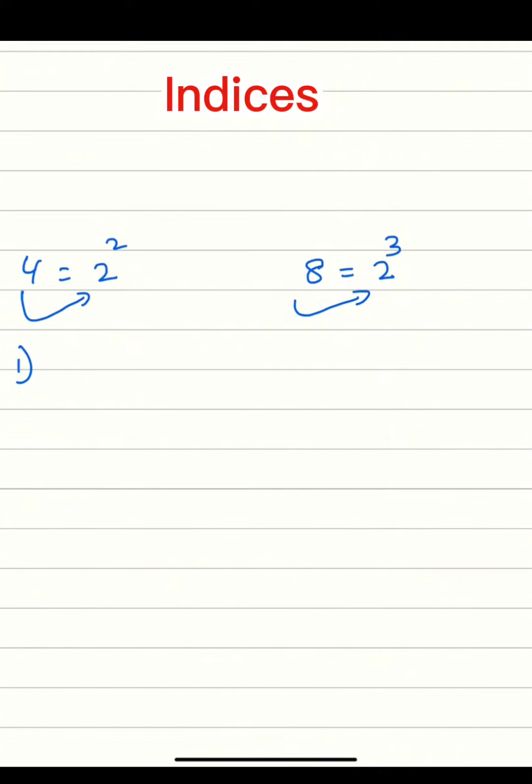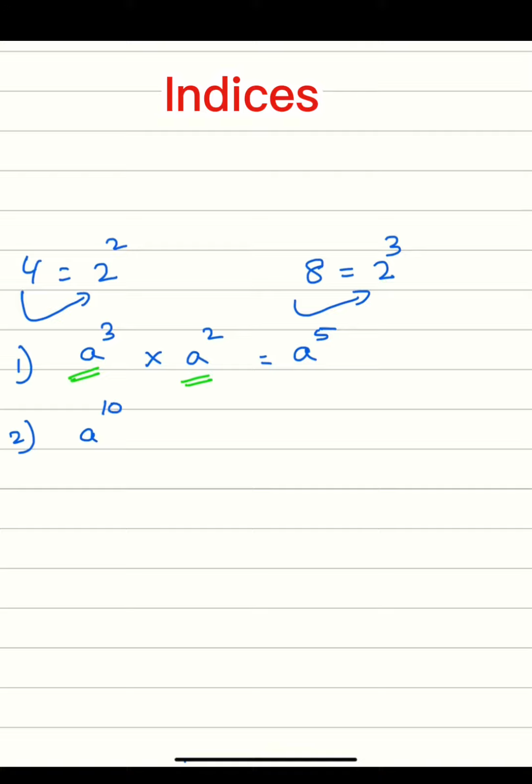Number 1. If you have a to the power 3 multiplied by a to the power 2, over here let's see one thing. I have another a. That means the bases need to be the same. If the bases are the same, only then the formulas can be applied. So a to the power 3 multiplied by a to the power 2 is going to give you a to the power 5.